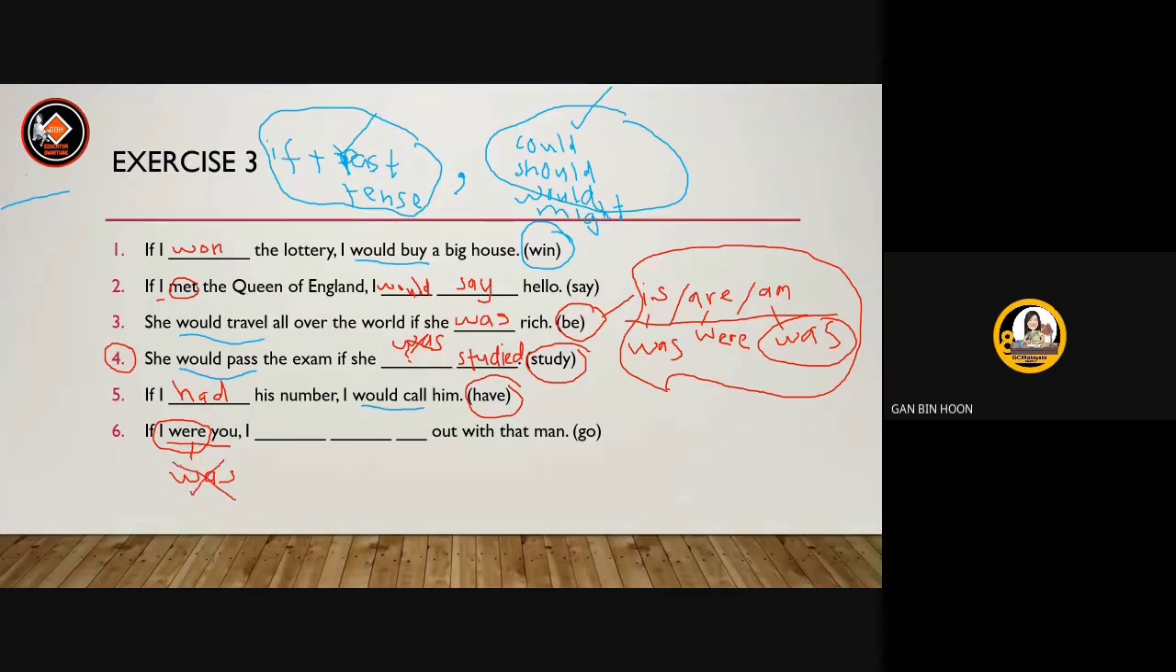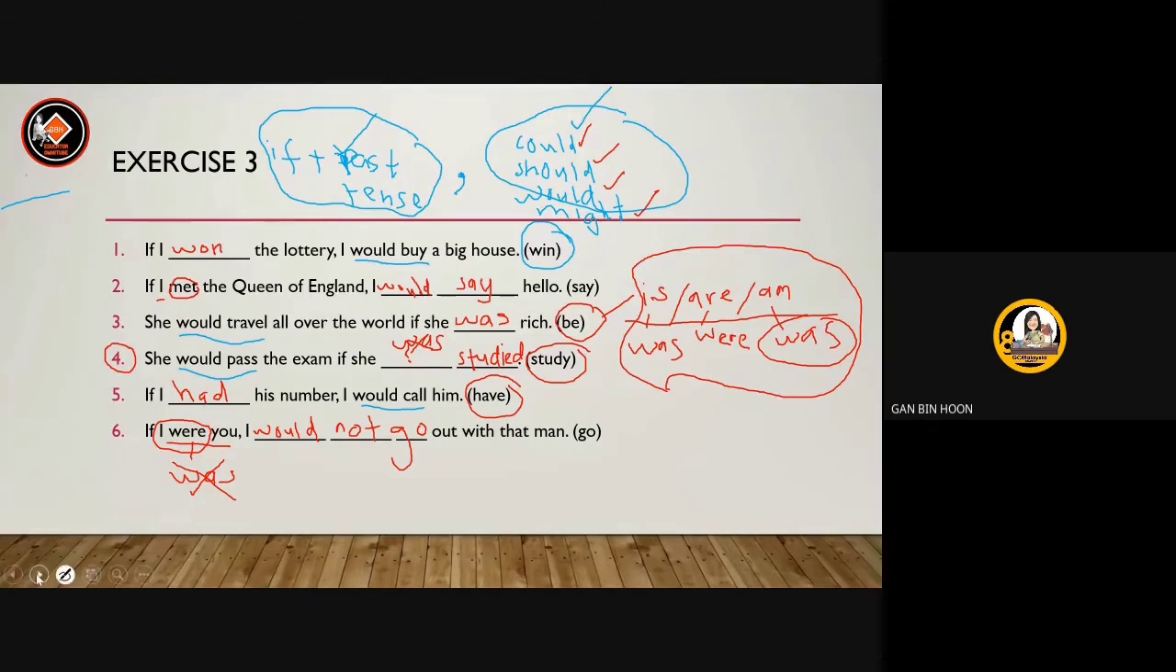Nanti saya terangkan. If I were you, I out with that man. Okay, kalau saya jadi awak, saya tak akan keluar dengan orang itu. So, I would, sebab dia adalah main clause, akibat dia. So, kena guna would, right? Just now we saw could, should, would, might. So, I would not go out with him. Okay, so if I were you, I would not go out with that man.